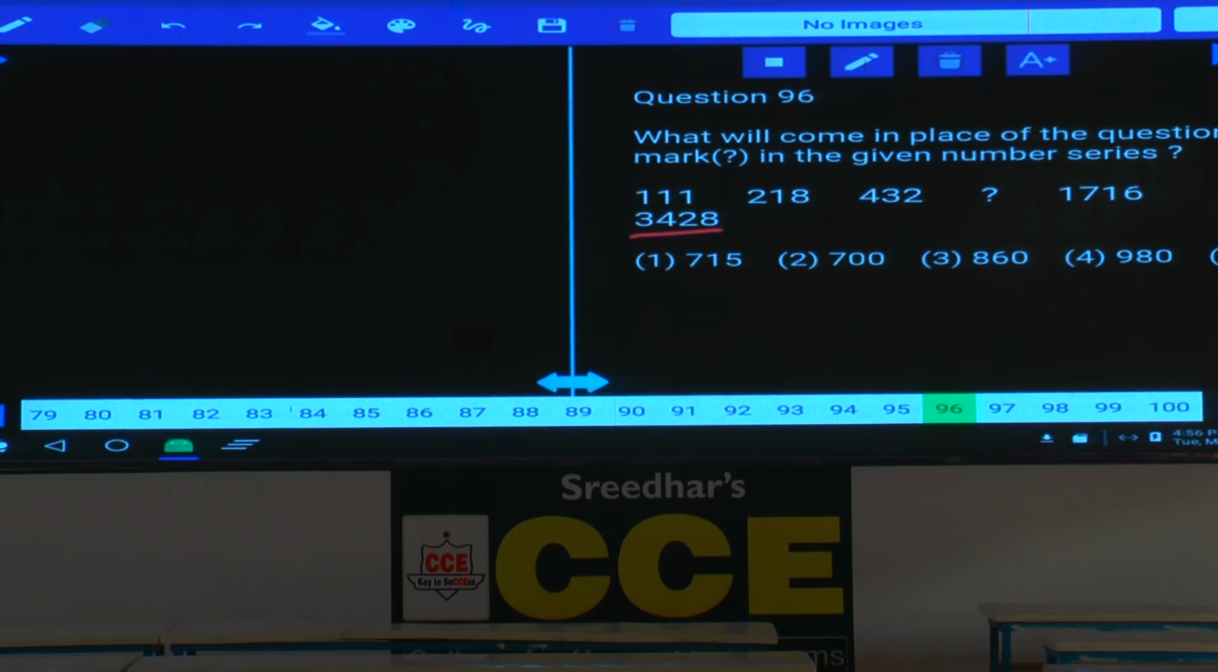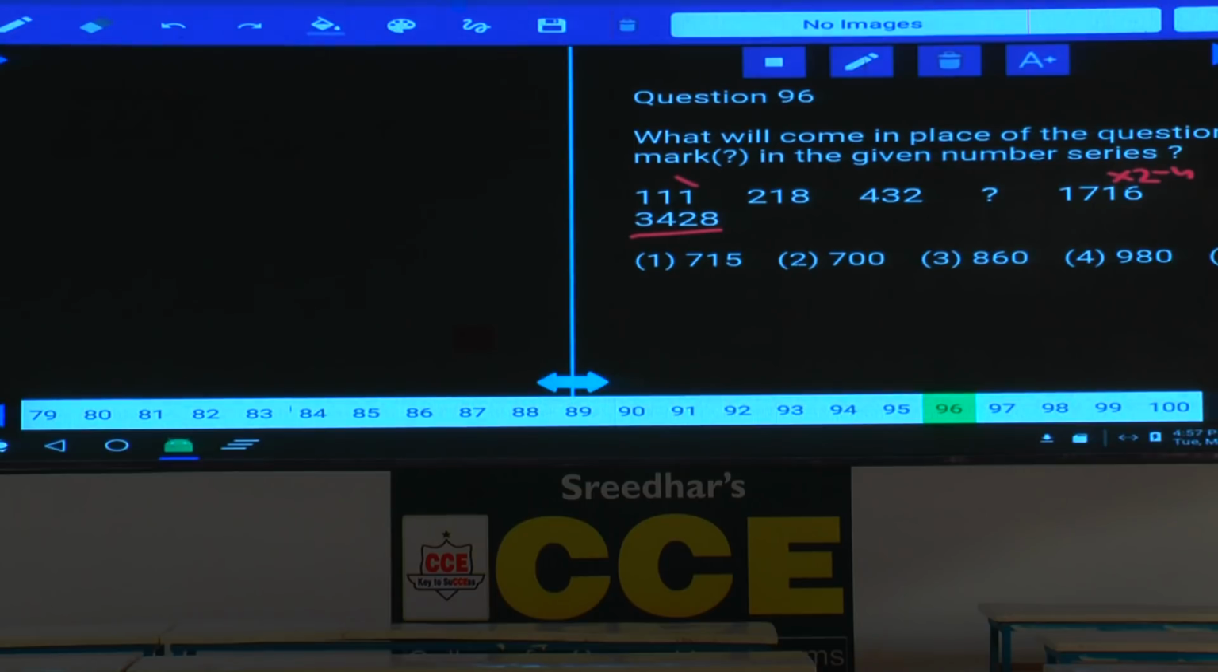Now if you observe here, the numbers are increasing at a very fast rate. As the numbers are increasing at a faster rate, we need to check whether it comes under product or combination. 111 and 218 cannot be related by product, hence it must be combination. In the case of combination, we should always check the highest pair. 1716 into 2 will be how much? 3432. Now 3432 and here it is 28, and it is into 2 minus 4.